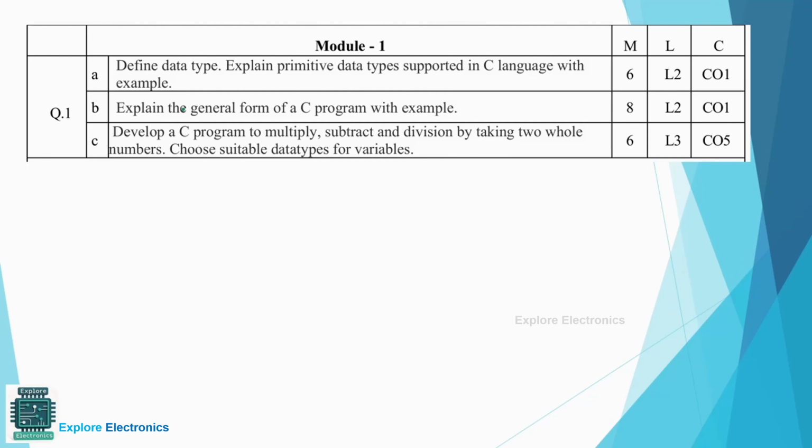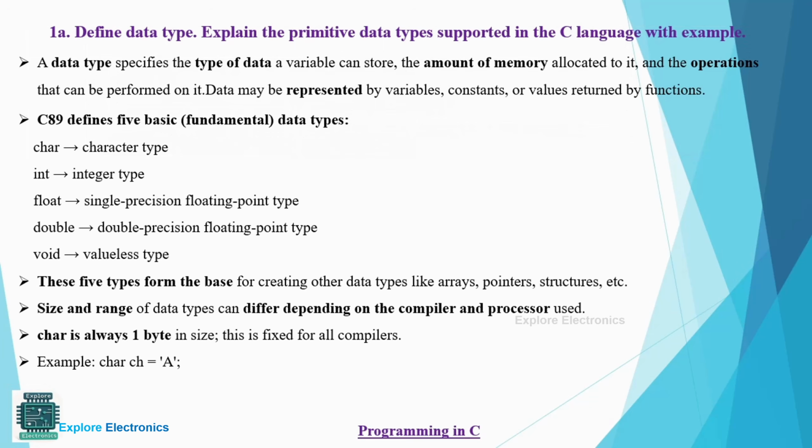The module 1 questions are: 1A is define data type, explain primitive data types supported in C language with example; 1B is general form of a C program; and 1C is a program. Let us see one by one with their solutions. The first one is 1A. Define data type. Explain the primitive data types supported in C language with example.